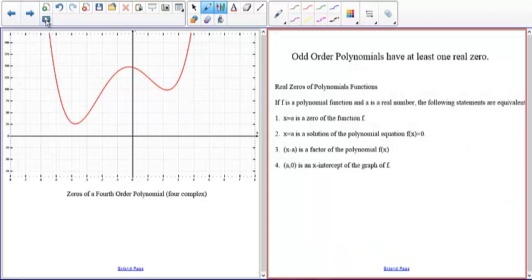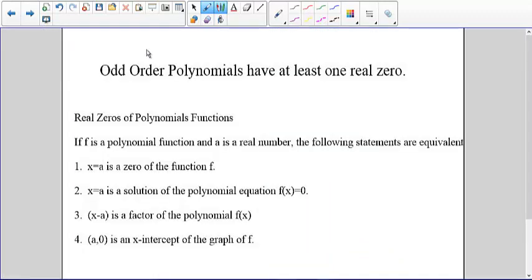Okay, so what does this say here? Odd order polynomials have at least one real zero. Okay, we've said that before. The real zeros of polynomial functions. If f is a polynomial function and a is a real number, the following statements are equivalent. Okay, so there's just different ways of saying the same thing.